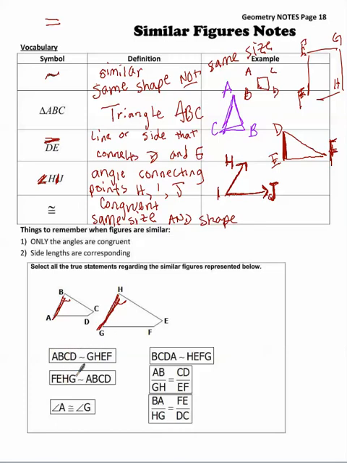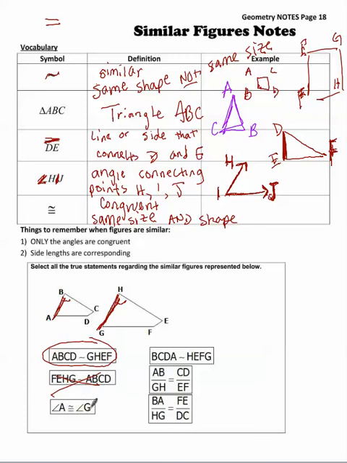F, E, H, G. So you start in the bottom right hand corner and go counterclockwise. Is similar to A, B, C, D. Notice how they did not start in the same location. So this example is incorrect.